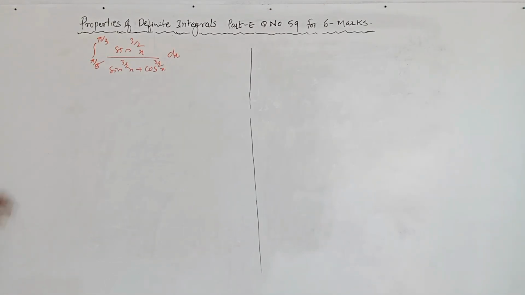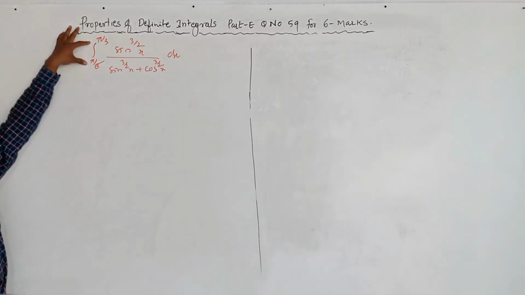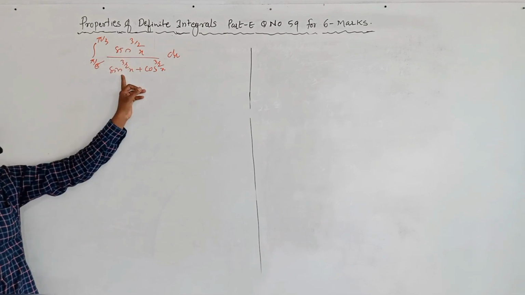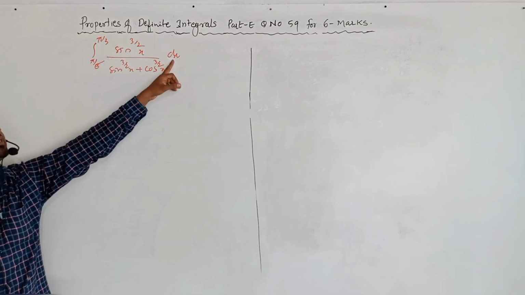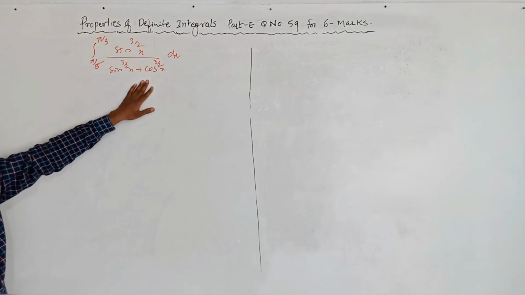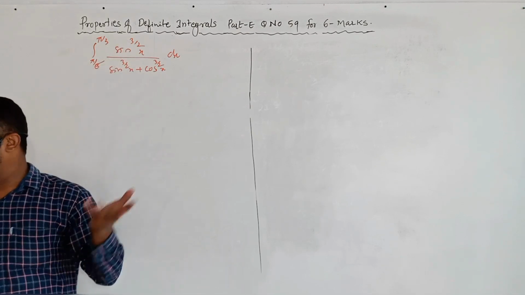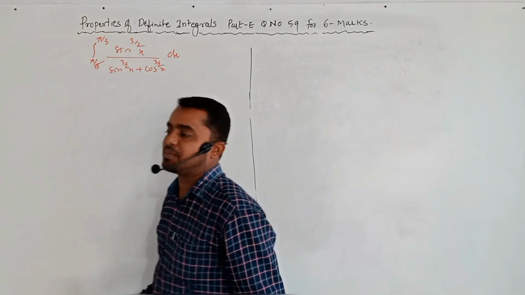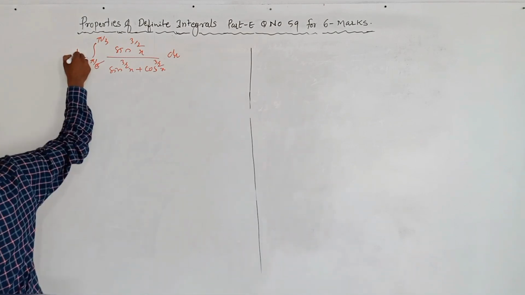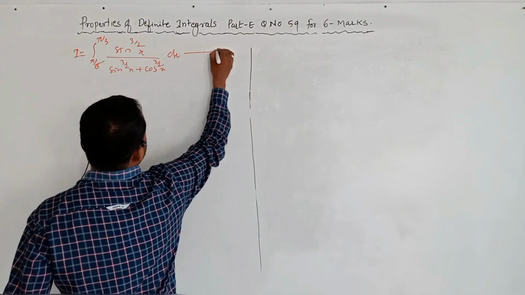Next problem: the integral from 5π/6 to 5π/3 of sin^(3/2) x divided by sin^(3/2) x plus cos^(3/2) x, dx. So this is the problem. Now apply the King property. First, I is equal to, this is equation 1.